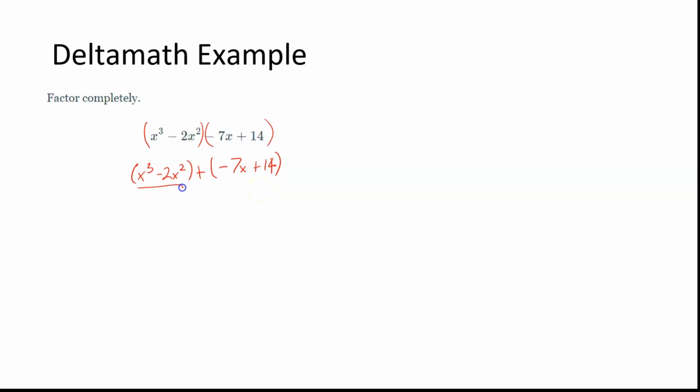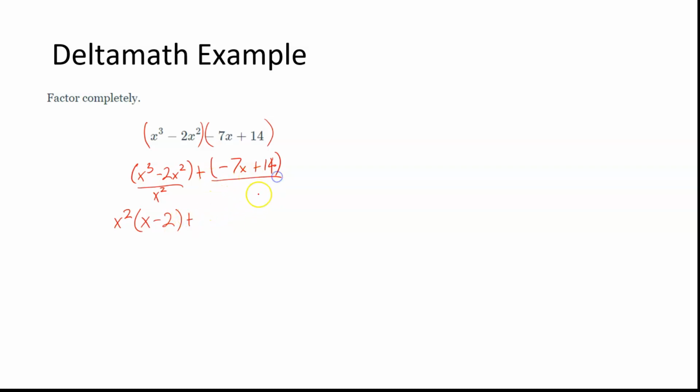Now I look for the greatest common factor in here. They both share an x. They actually share two x's. And I can take that out. So that becomes x squared. Then I have an x left. x cubed divided by x squared is x. And then negative 2x squared divided by x squared is negative 2 right here.